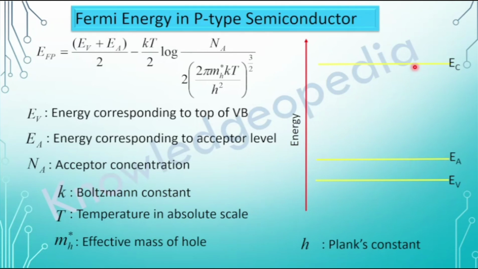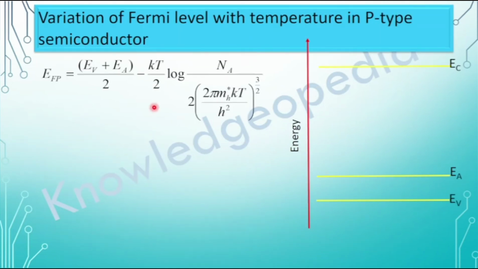This is the bottom of the conduction band, and EV is the energy corresponding to the top of the valence band. Now we'll see how the Fermi energy, or the position of the Fermi level, changes with respect to temperature in the case of a p-type semiconductor. First we will look into the condition where the temperature is equal to 0 Kelvin. At 0 Kelvin, this total term is equal to 0 irrespective of this logarithm value, because T is equal to 0. So the second term over here is 0.